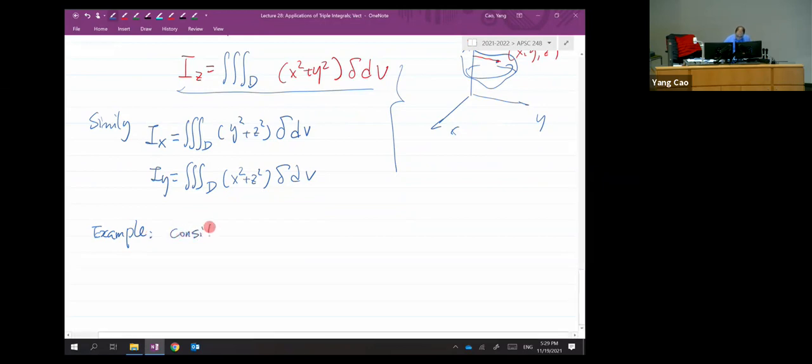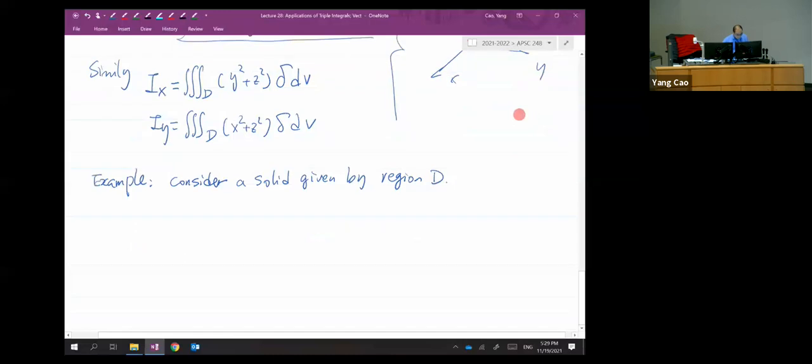So let's consider a solid given by this region D. The region D has a boundary of two surfaces. So region D is bounded by a surface z equal to b. Another one is z equal to a times square root x squared plus y squared.